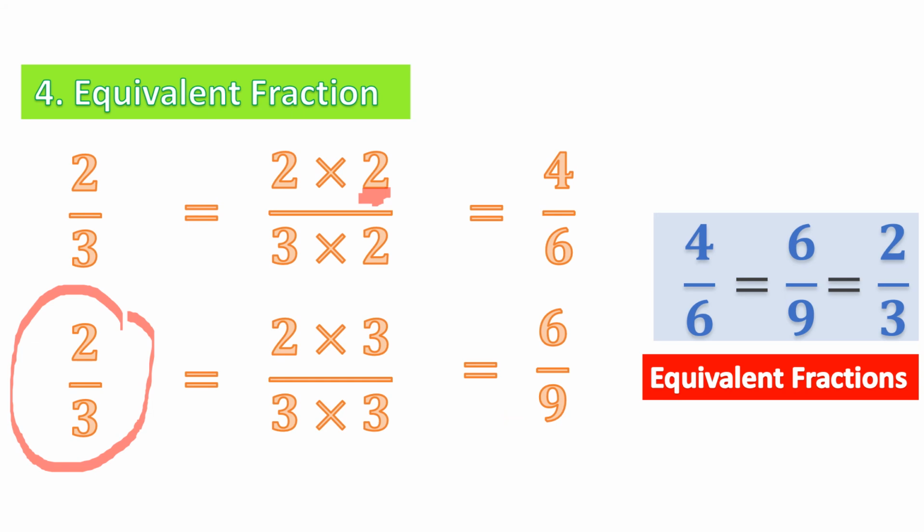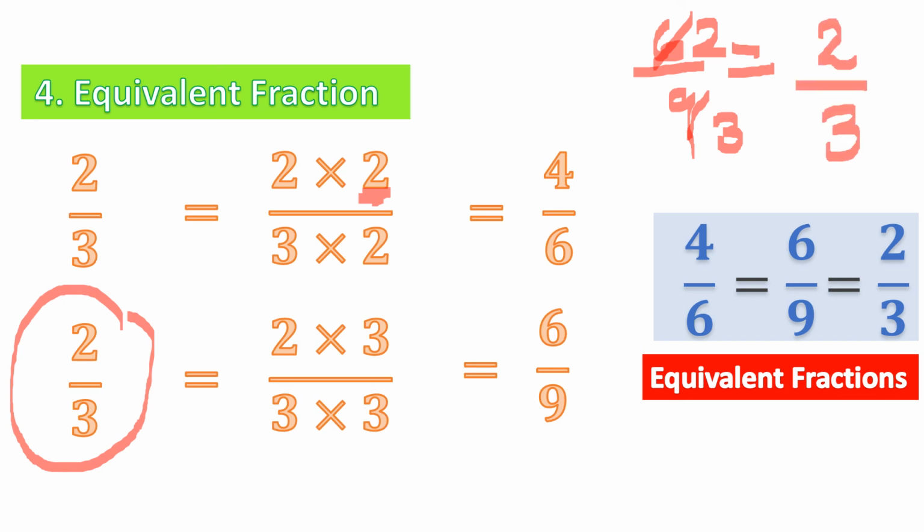Now look at this 6 by 9. I can cut it and make it smaller, simpler. How do I simplify it? 3 2s are 6, 3 3s are 9. So can you see that this 6 by 9 is actually 2 by 3 itself? What is the value of 6 by 9? It is 2 by 3.